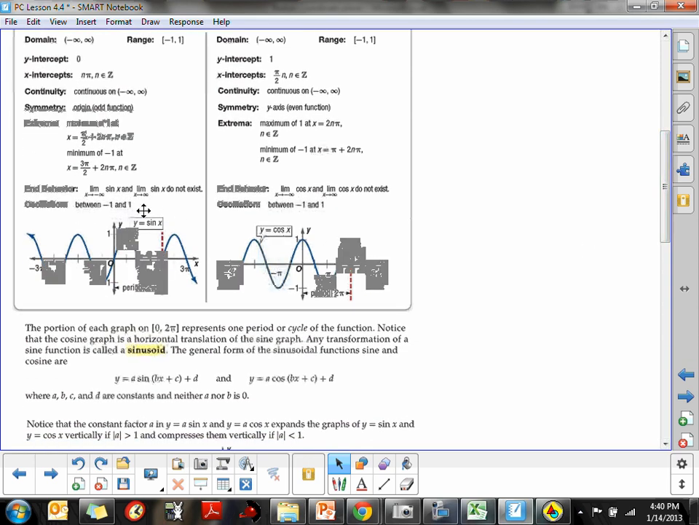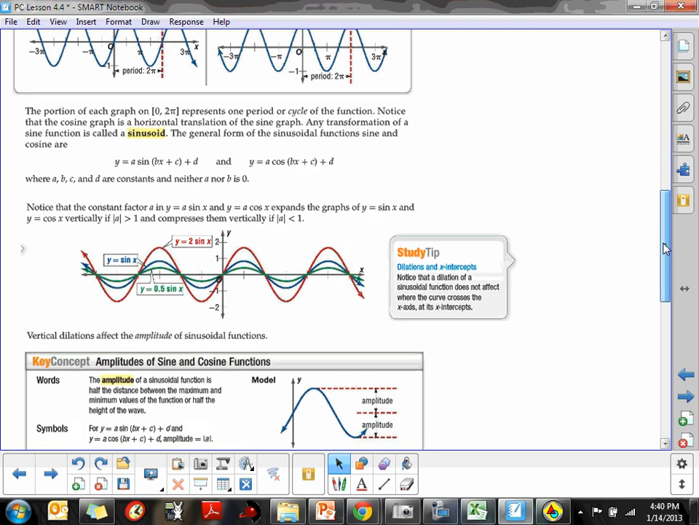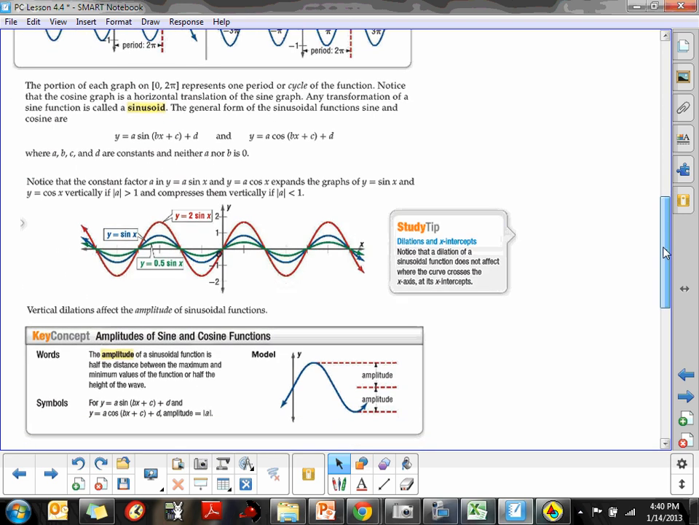The end behavior is unlimited. There's no limit to either of these as we approach the end because they keep cycling through their values between -1 and 1 throughout their entire graph. And the oscillation, whenever they say oscillation, just says what's the range of the outputs, and they go from -1 to 1 inclusive.